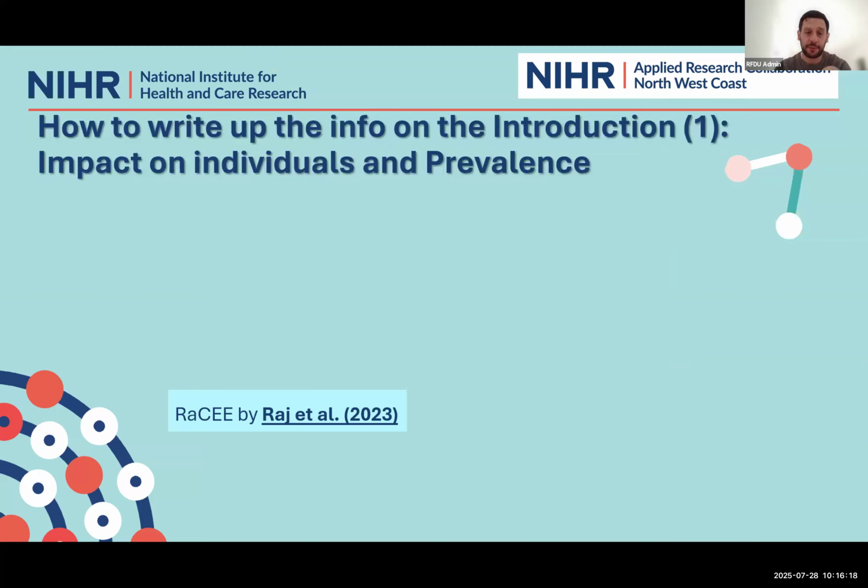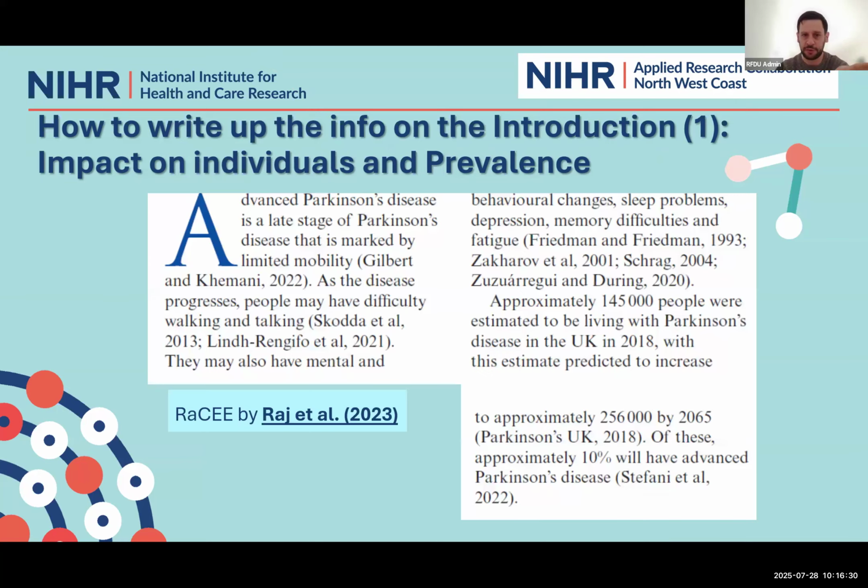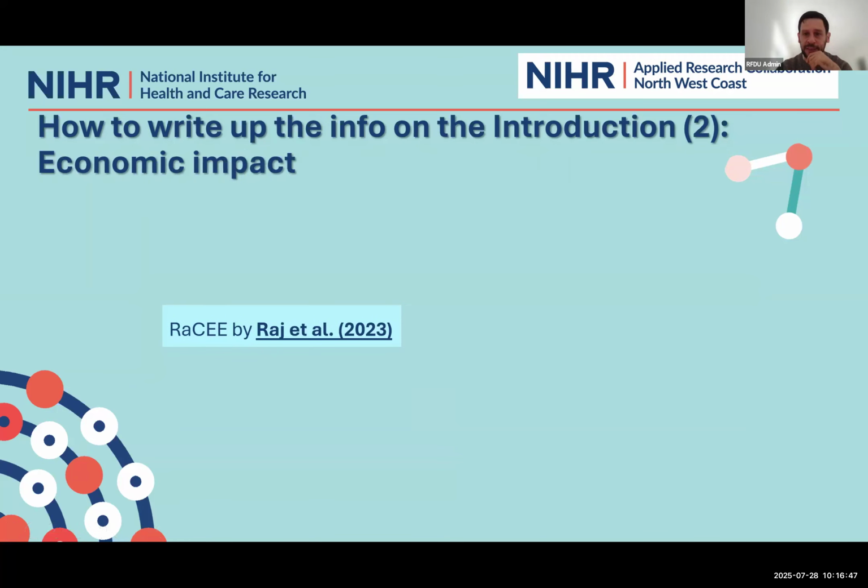Okay, I'm going to give you some examples from our first RaCEE, which I'm sure you will be familiar with now. It was about advanced Parkinson's disease. This is the way we summarized the evidence around the prevalence, for example. Right at the beginning of the article, we wrote, I don't know, 3 or 4 sentences regarding the prevalence. You can see that we used different references, but each statement, each sentence, was supported by at least one reference. The same for the economic impact.